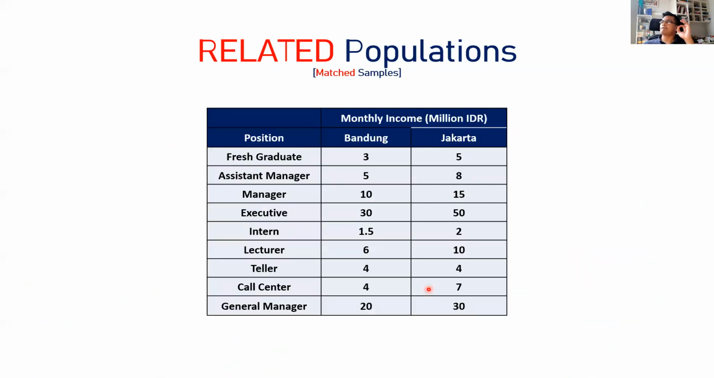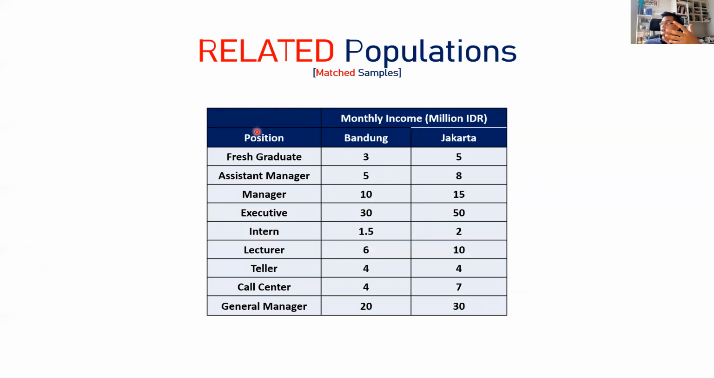Previously I stated that this is the sample record of independent populations, but in related populations, I put an identifier on the data record. So there is an extra column here that states the pairing characteristics, or the similar characteristics, that make the data points in Bandung and Jakarta related.